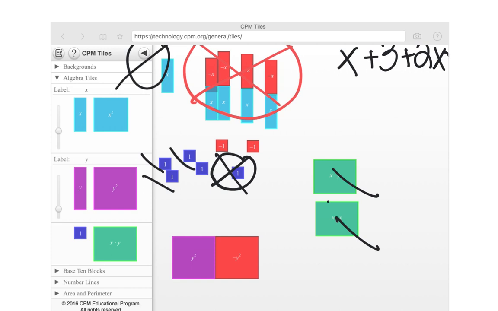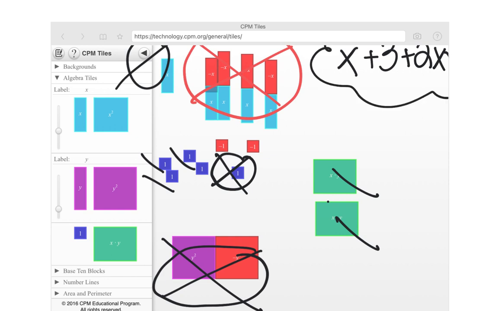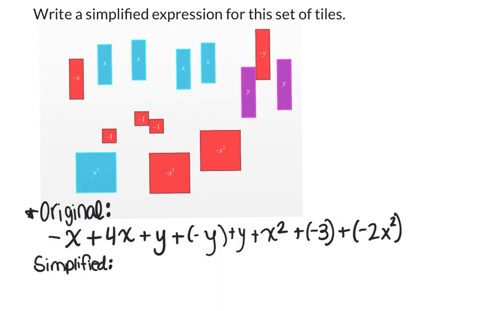And then when I look down here, I have a y squared and a -y squared. And those are going to cancel out to 0. So I don't need to write anything there. I don't write 0y squared. That's not necessary. This right here is our simplified expression.